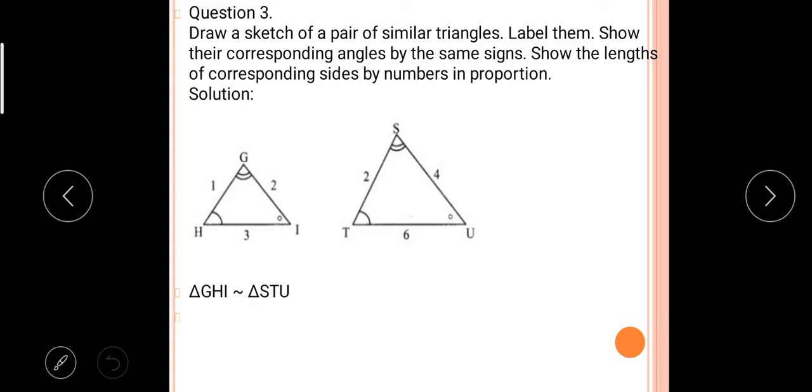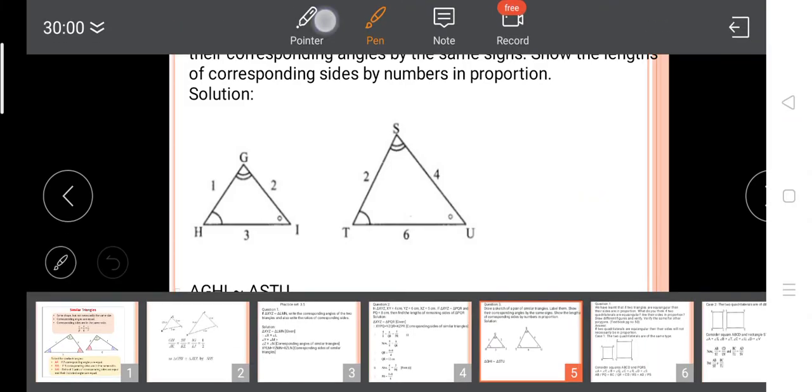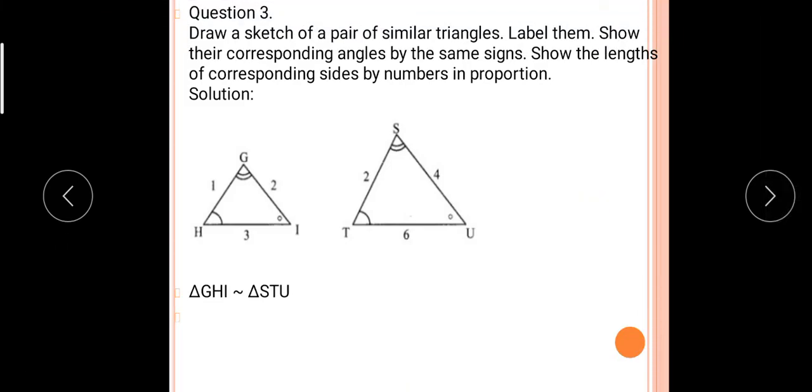Now think. Draw a sketch of a pair of similar triangles, label them and show their corresponding angles by the same sign. Show the length of corresponding sides by numbers in proportion. Now see, in triangle GHI and triangle STU, G is equal to S, H is equal to T, I is equal to U. Why? Because it is given by the symbol, and therefore GHI is similar to STU.